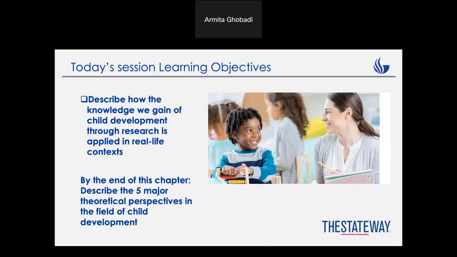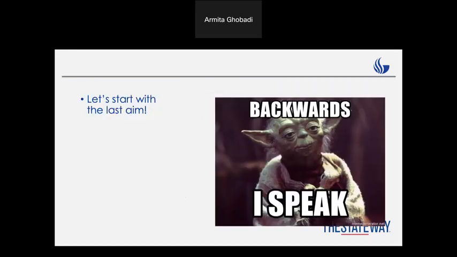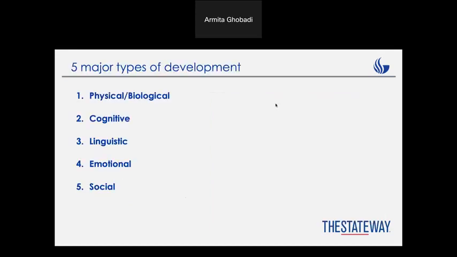We can also understand five major theoretical perspectives in the field of child development. They are so important and they're going to be the first point that I'm going to talk about today. So what are the five major types of development? They can be physical or biological, they can be cognitive, they can be linguistic, and they can be emotional or social. I know some of you have an idea about their definition from your general psychology, because I'm teaching general psychology too, and I'm gonna talk about a lot in my course.